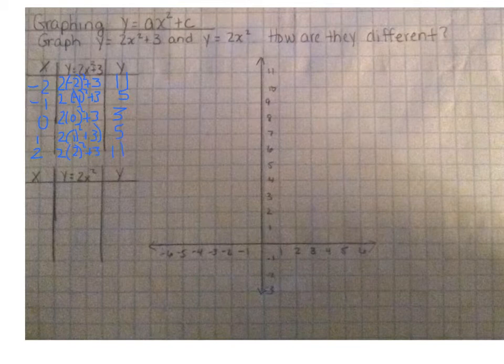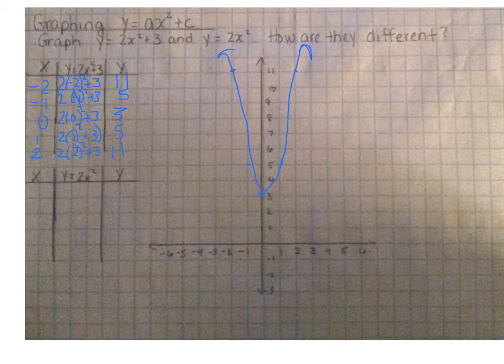And you see here that whether it's negative 2 or 2, you still get 11. Whether it's negative 1 or 1, you still get 5. And that's because of that axis of symmetry. So we're going to plot these points on the coordinate plane. We have negative 2, 11, negative 1, 5, 0, 3, 1, 5, and 2, 11. So we didn't have to reflect anything here because we ended up with both pairs.